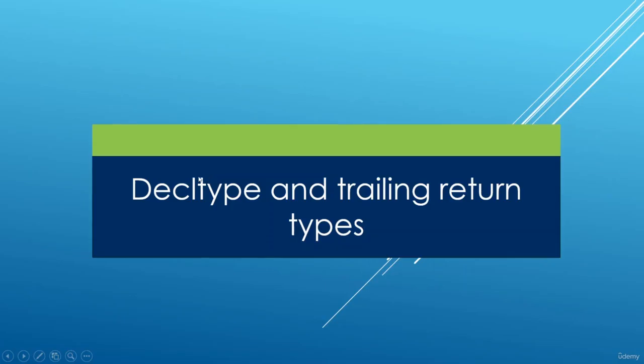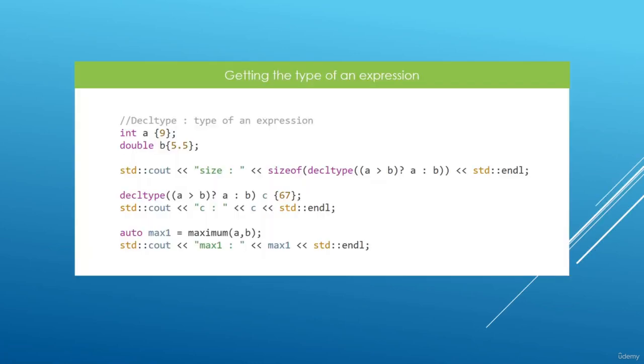In this lecture, we're going to learn about decltype and trailing return types. Decltype is a mechanism we have in C++ to deduce the type of an expression, and this is easier explained by looking at a simple example.